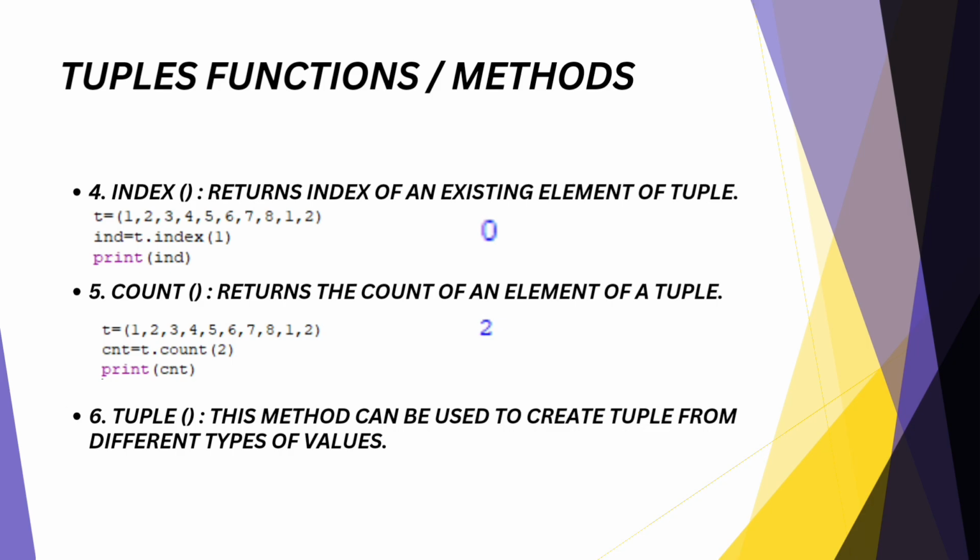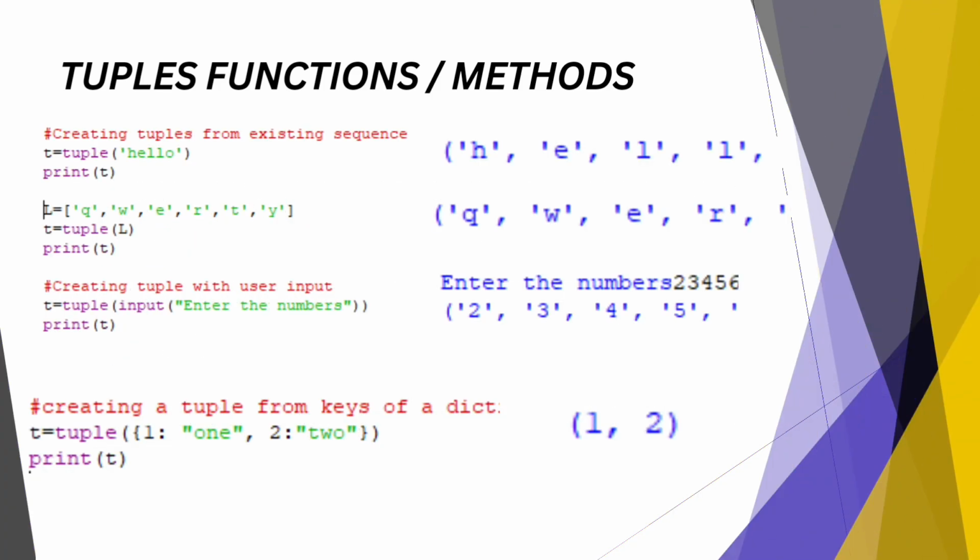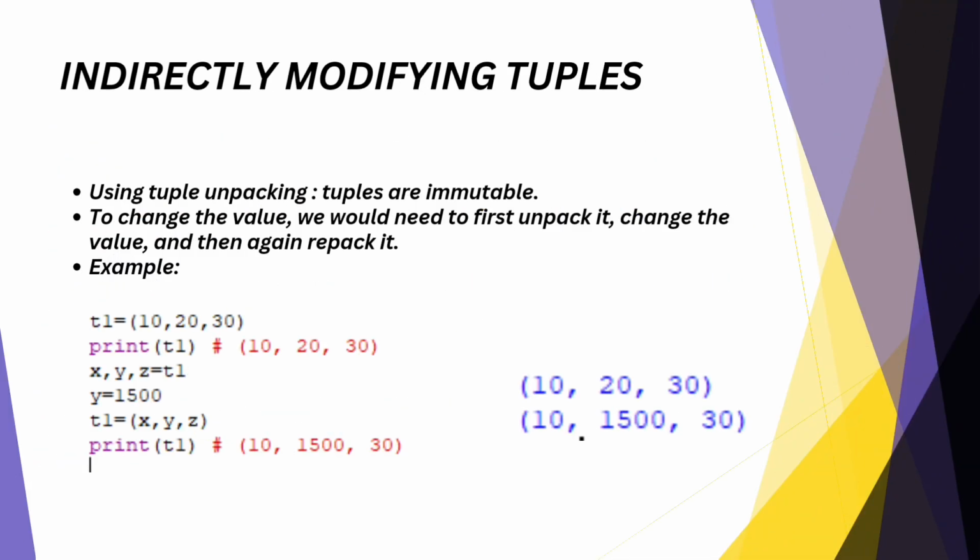Tuple function, already we have seen, this method is used to create a tuple from different types of values. From the list also we can convert it into a tuple using the tuple function. So here we have converted hello to the tuple form using the tuple function. Then we have converted QWERTY, individual elements of the list, into the tuple form using the tuple function. Then with user input we can create the tuple, and creating a tuple from the keys of the dictionary. So using the keys, 1, 2 will be separated and considered in the tuple form.